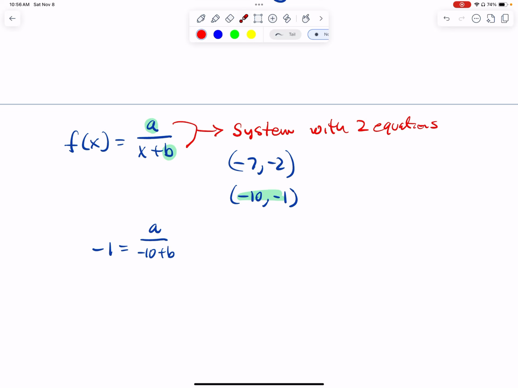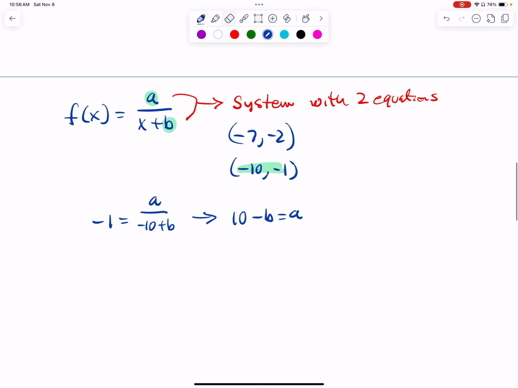And then I would just multiply this -10 plus b over to the other side to make this a linear equation, which will look like this. So I'm going to have a -1 that's going to multiply times all of this, which is just going to switch the signs. 10 minus b is equal to a. And I'm just going to leave it just like that. That's our first equation. And we need another one, right? If I'm going to solve this as a system.